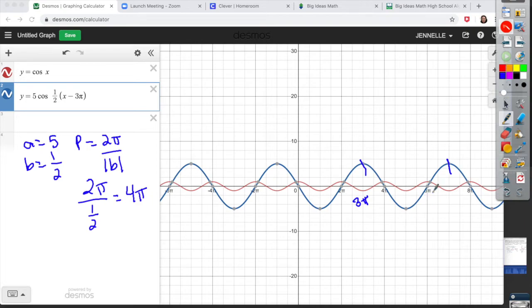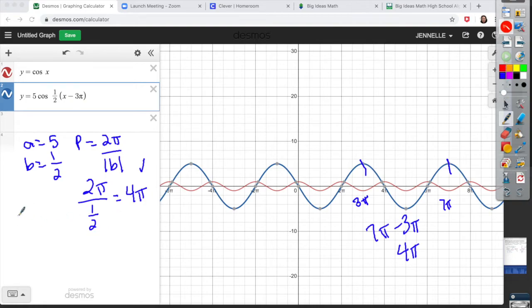And where does it stop here? Well, this is 4 pi, 5 pi, 6 pi. This is going to be 7 pi. Well, if you subtract the two, 7 pi minus 3 pi, there you get your 4 pi, which is one period. Perfect. And let's do the horizontal shift.